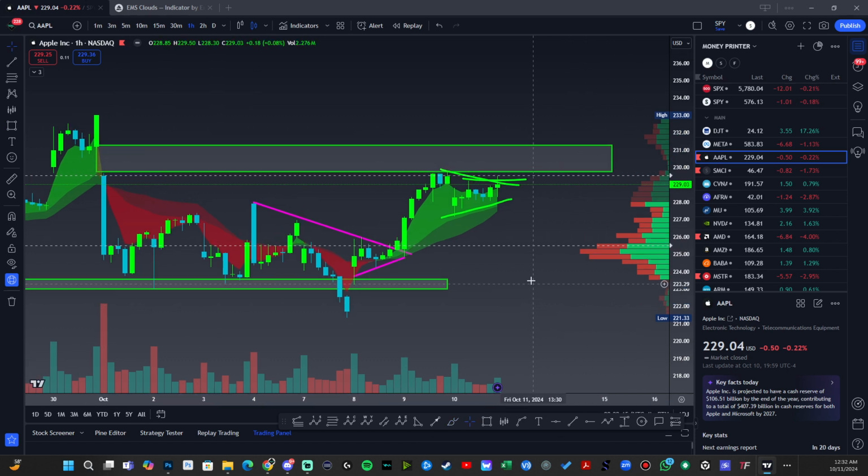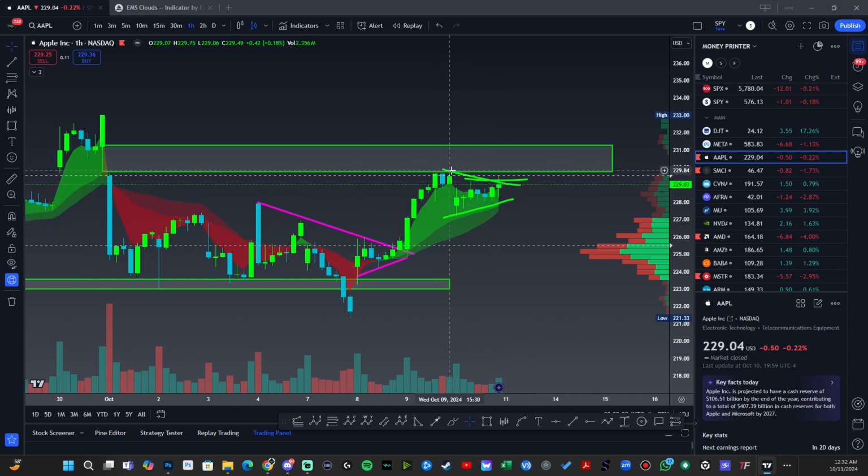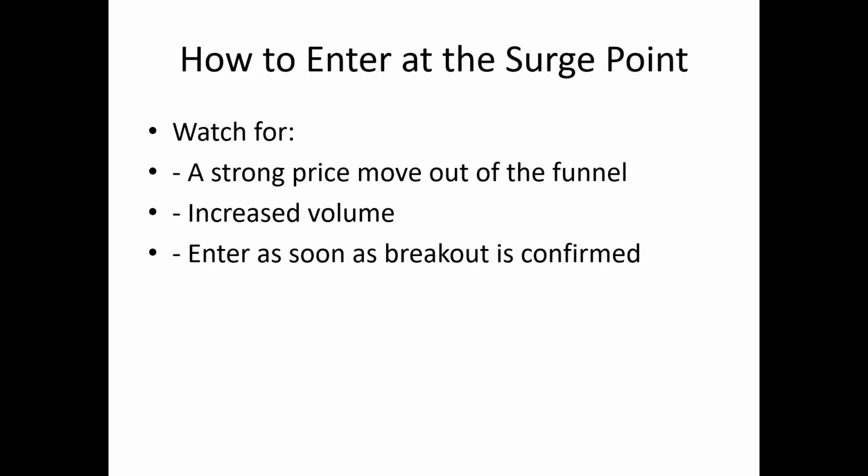Right into this zone. All right, so now I'm going to look for an entry here. The stop loss right below, for a push through this resistance into this level here, 231 or so. Right, gaps tend to get filled. Okay. Back to the PowerPoint. So that's the surge point.